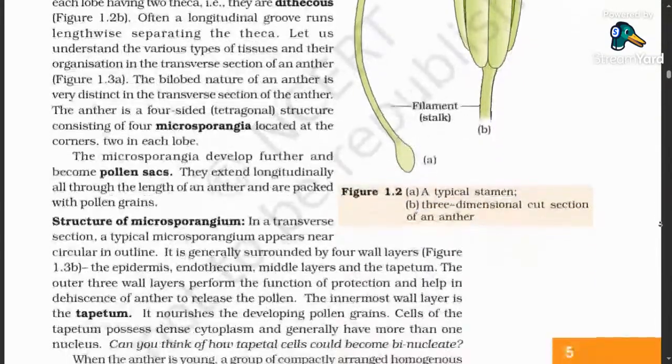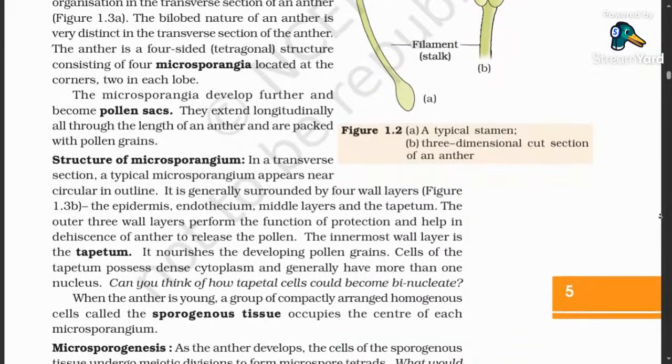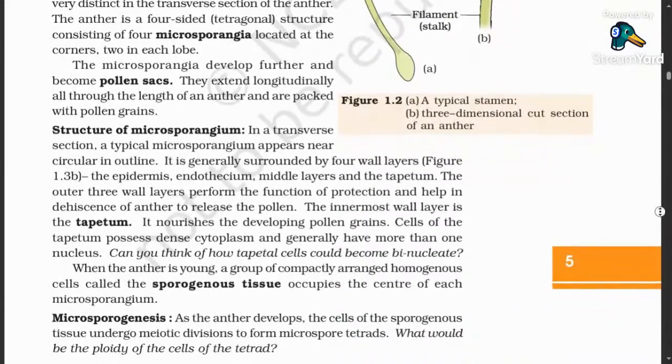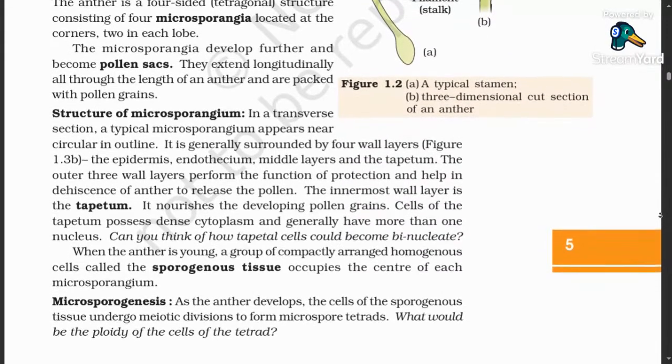Structure of microsporangium. In a transverse section, a typical microsporangium appears near circular in outline. It is generally surrounded by four wall layers: the epidermis, endothecium, middle layers, and tapetum. The outer three wall layers perform the functions of protection and help in dehiscence of anther to release the pollen. The innermost wall layer is the tapetum. It nourishes the developing pollen grains. Cells of the tapetum possess dense cytoplasm and generally have more than one nucleus. Can you think of how tapetal cells would become binucleate?